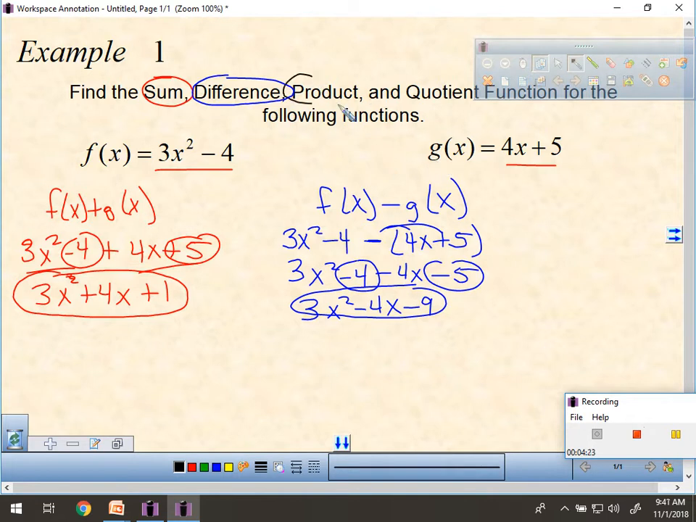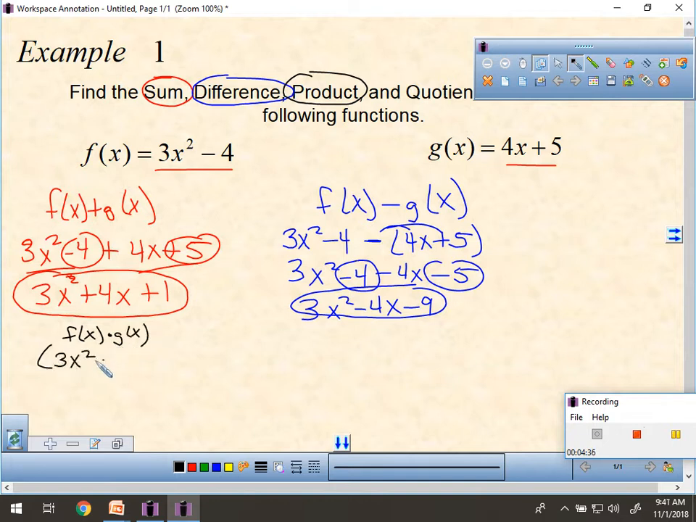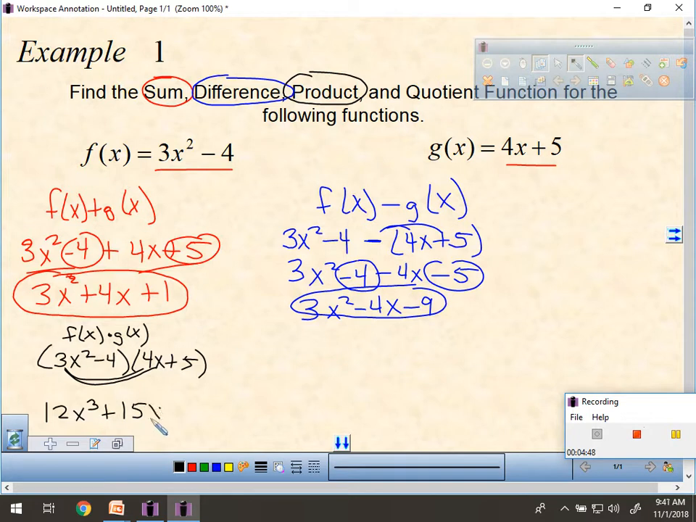All right. Product, just like you can multiply two numbers, you can also multiply two functions. So let's say I wanted you to find f of x times g of x. So you would literally have 3x squared minus 4 times 4x plus 5. And then just like any other algebra problem, you just FOIL this out. You would get 12x cubed and then plus 15x squared minus 16x minus 20.